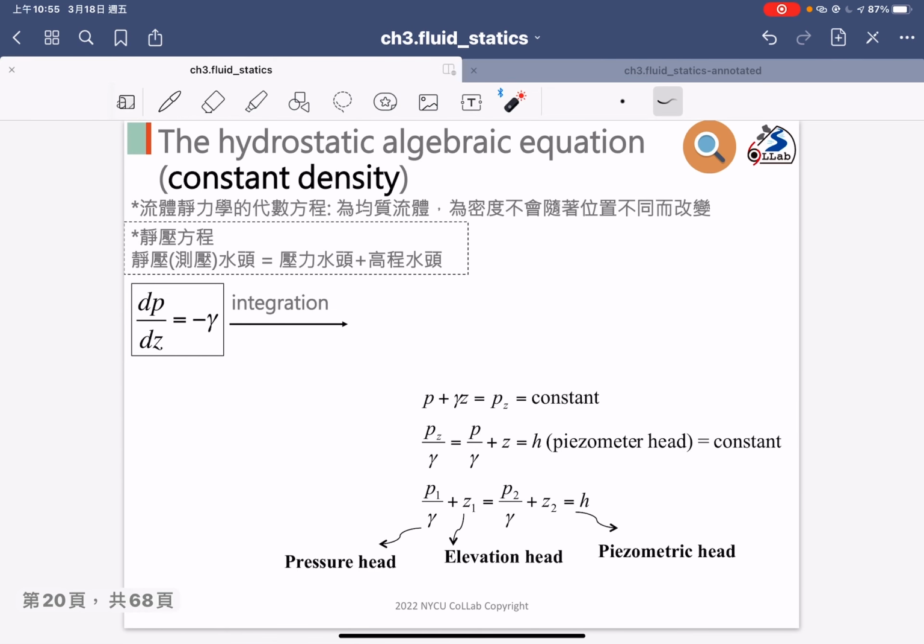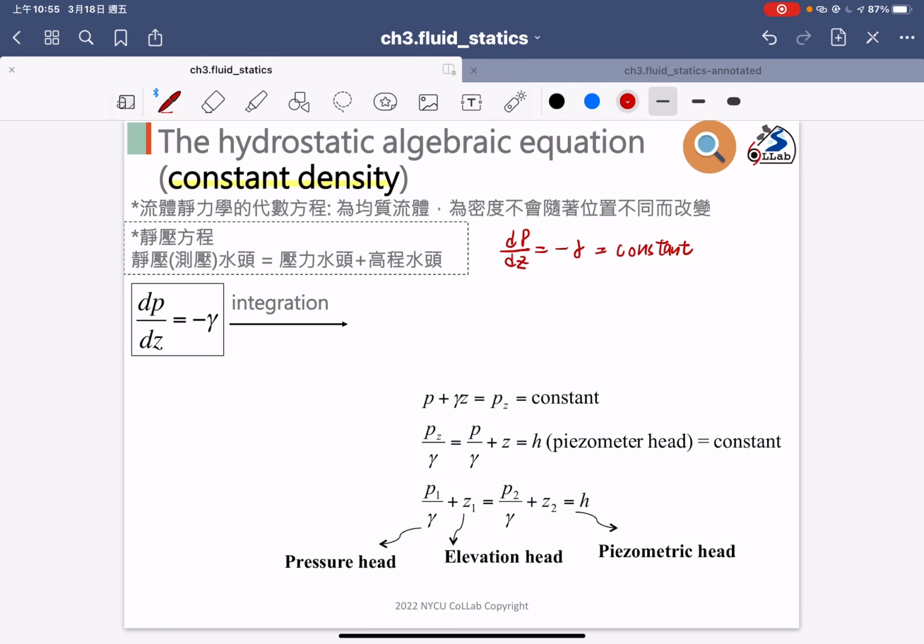But in the next step, we assume the gamma is constant, due to the constant density assumption. So dP/dZ equals minus gamma, and if the density doesn't change, that means gamma is equal to a constant value. Then we can do the integration for this problem and see what happens to these equations.